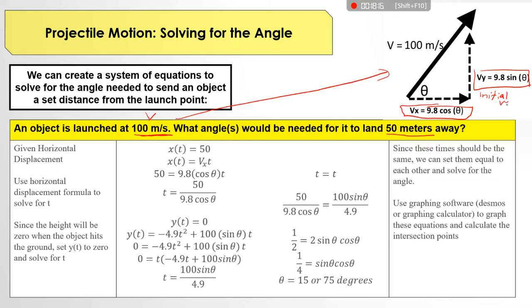Mr. Brendan, where did 50 come from? So 50 was given, 50 meters away. Okay, so I was given we have to land 50 meters away. So I know that my final distance will be 50. I also know that my horizontal distance equation is Vx times time. My Vx is 9.8 cosine theta, so I can substitute that in.